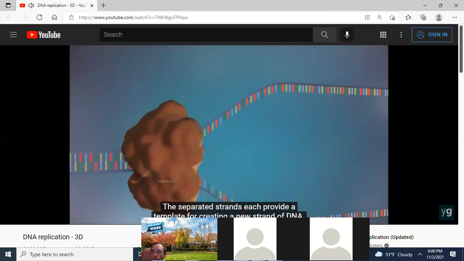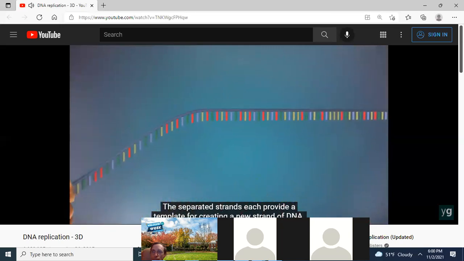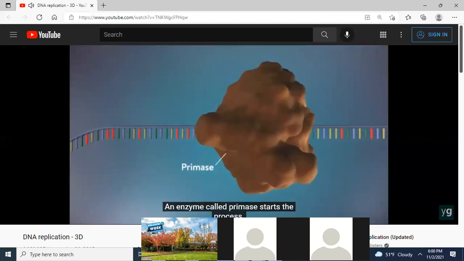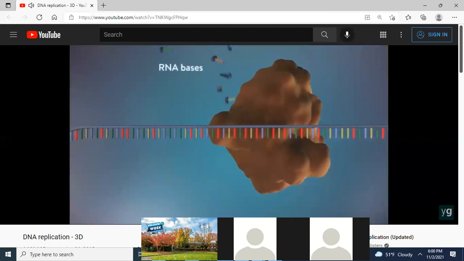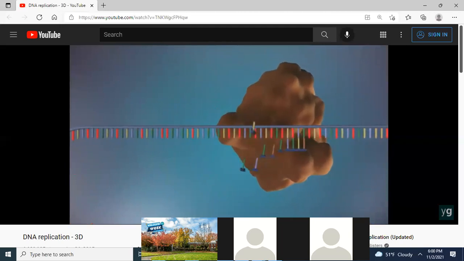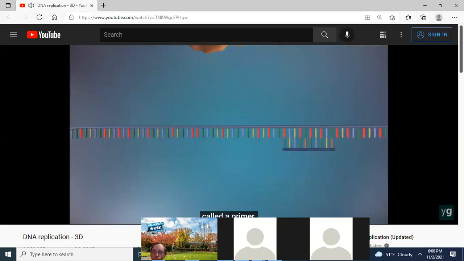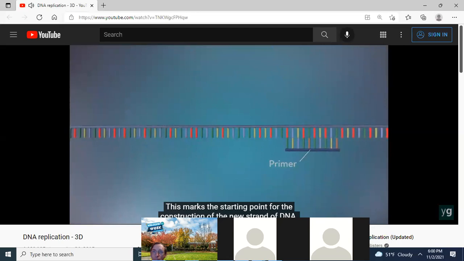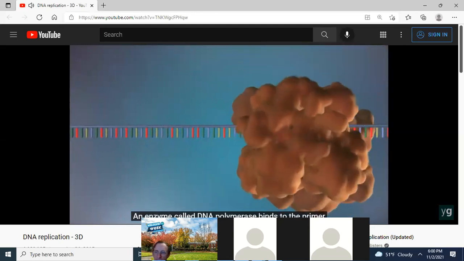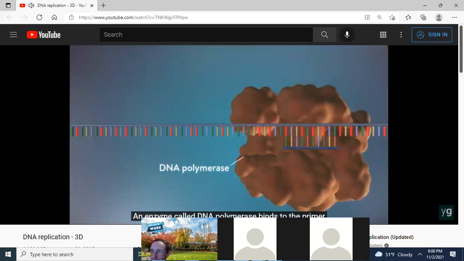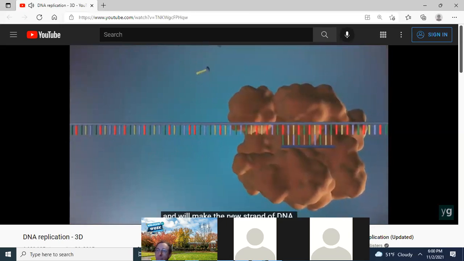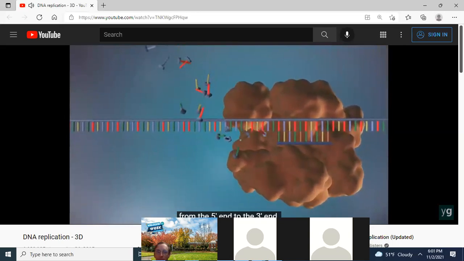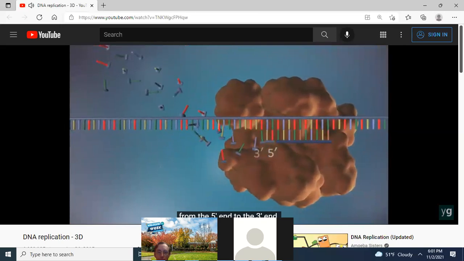The separated strands each provide a template for creating a new strand of DNA. An enzyme called primase starts the process. This enzyme makes a small piece of RNA called a primer. This marks the starting point for the construction of the new strand of DNA. An enzyme called DNA polymerase binds to the primer and will make the new strand of DNA. DNA polymerase can only add DNA bases in one direction, from the 5' end to the 3' end.